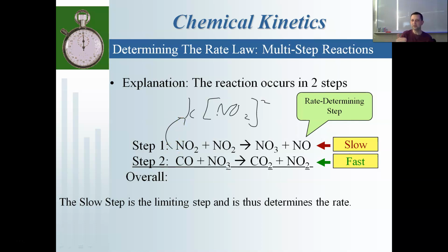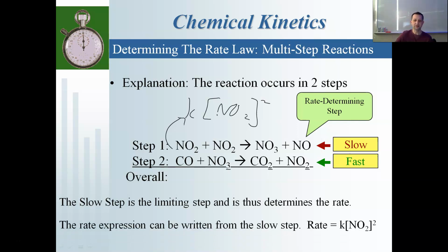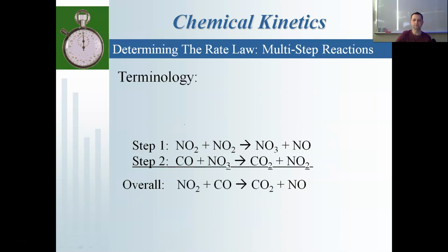Okay? You're not getting the rate law from the overall equation. Now maybe the overall equation is your slow step, and it'll work out that way. But a lot of times when you have that multi-step reaction, one of these steps in the mechanism is going to be your slow step. That's your rate determining step. That's where you get your rate law from. Okay, so there we go. Rate expression can be written from the slow step, which is K times NO2 squared.